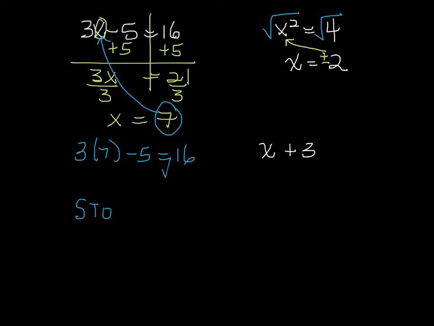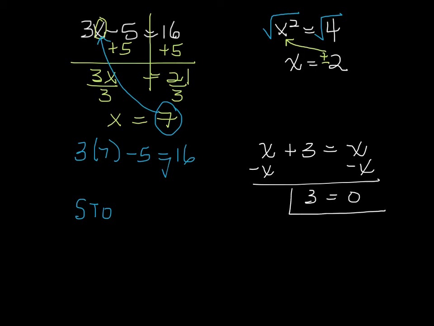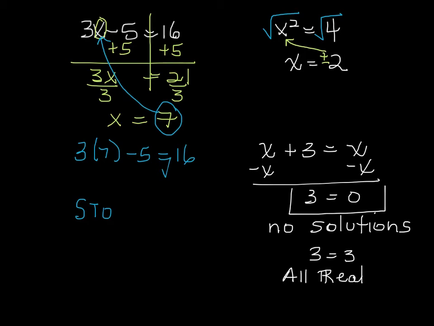What about this situation? I'm going to subtract this x over to the right, and I get 3 equals 0. This is a false answer. 3 does not equal 0, so this would be no solutions. If I were to come down and get something that said 3 equals 3, that is a true statement, so this would be all real solutions.